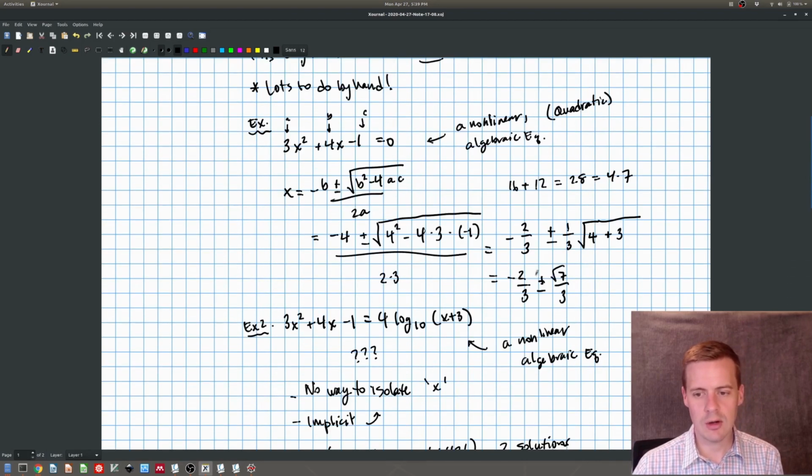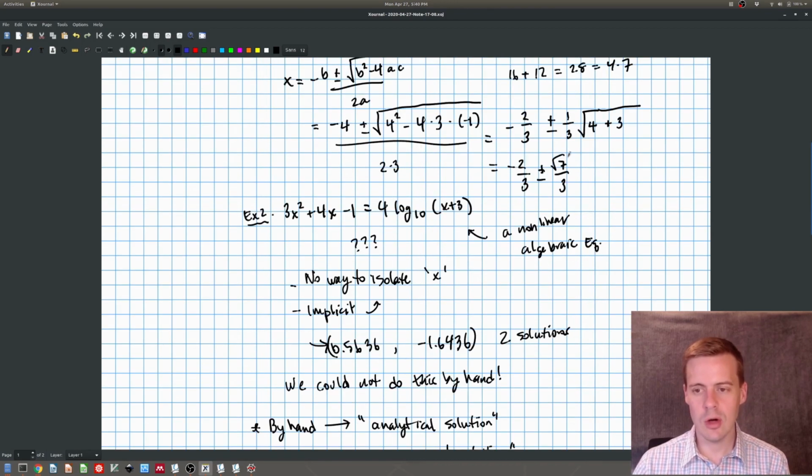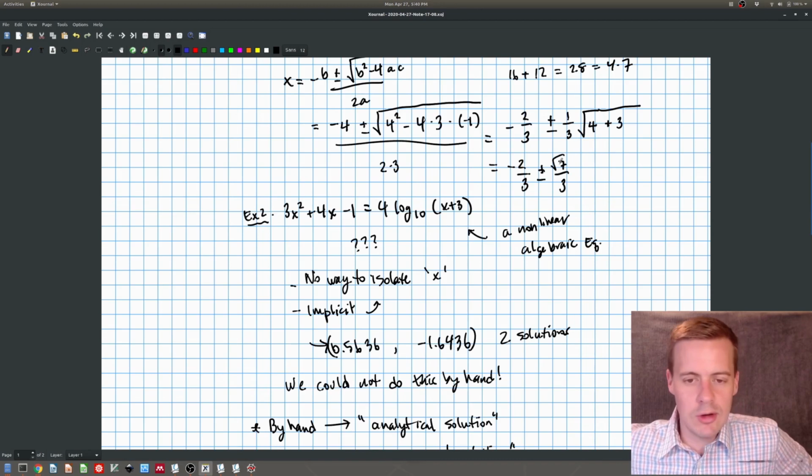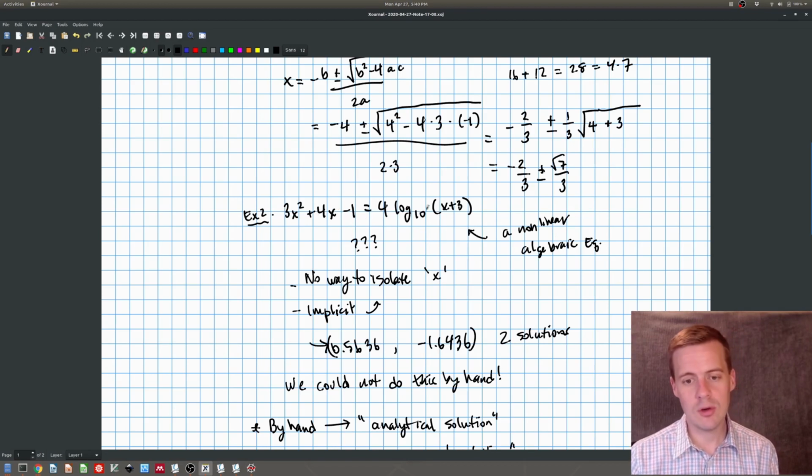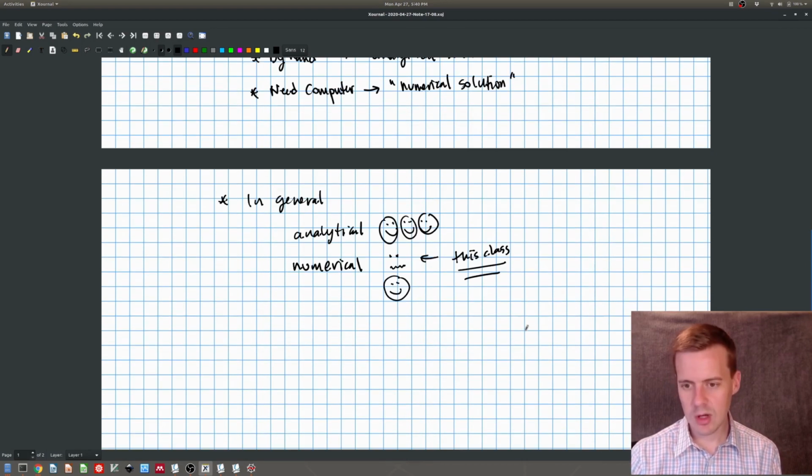So here we can write down on a piece of paper, and look, I can write down something exactly. I know that this is minus 2/3 plus or minus root 7 over 3. In this case, I can't tell you in terms of log base 10 of 16, or the square root of 2, or whatever. I just have decimal point numbers. So oftentimes numerical solutions have finite precision, where analytical solutions can have infinite precision.